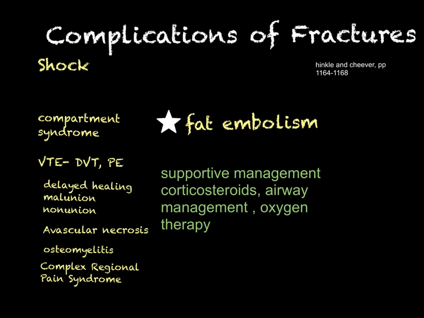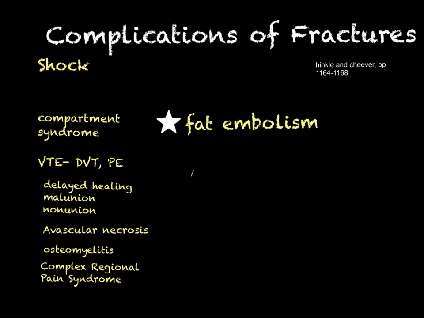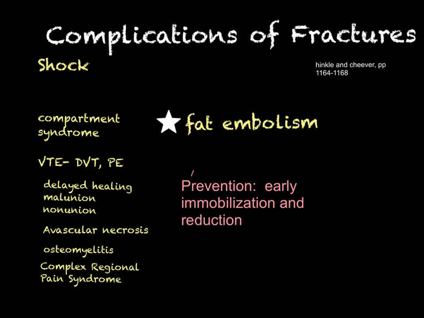The big emphasis with everything is prevention, which is early immobilization and reduction. And think about that for a minute, and it kind of makes sense. If we've got free-floating bone fragments and there's fat globules getting into the circulation, we can fix that by putting those ends together and immobilizing them. Okay, so that's really how we prevent a fat embolism.